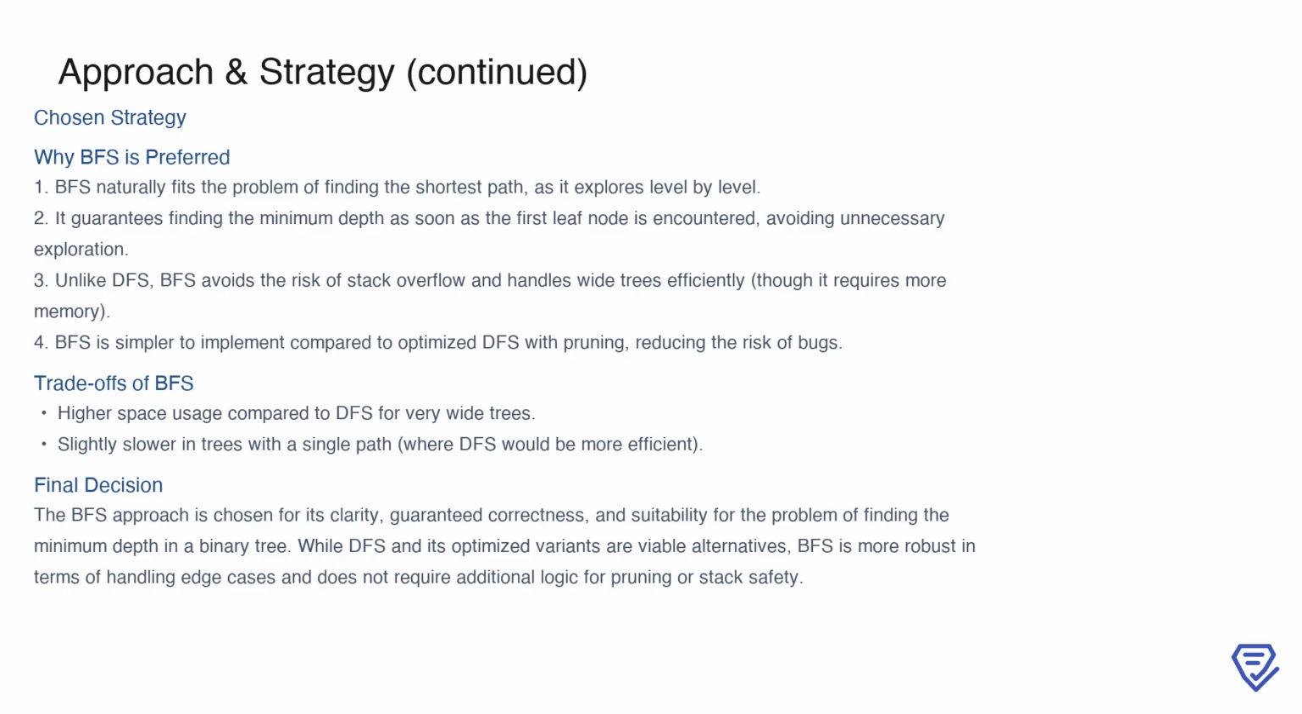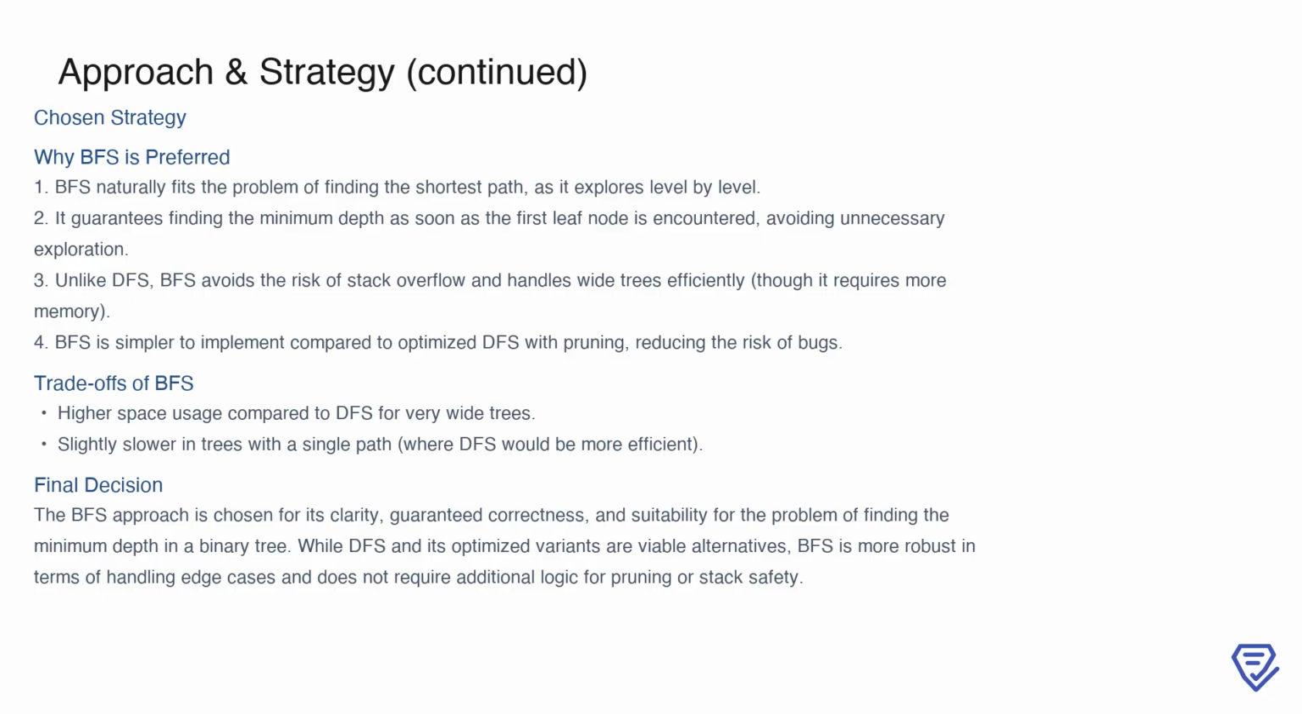Among the approaches considered, BFS stands out as the preferred strategy for solving this problem. This is because BFS aligns naturally with the task of finding the shortest path. By processing nodes level by level, it guarantees that the first leaf node encountered is at the minimum depth, allowing us to avoid exploring deeper or unnecessary branches. Additionally, BFS does not suffer from the risk of stack overflow that can occur with recursive DFS, making it more robust for handling trees with significant depth. While it does require extra memory for the queue, this trade-off is often acceptable given its clarity and reliability.